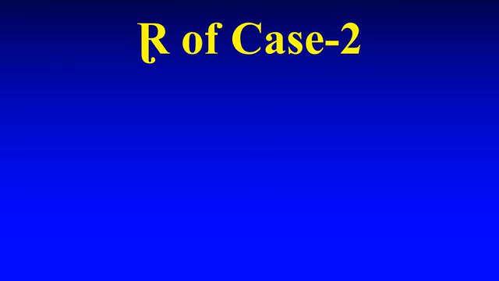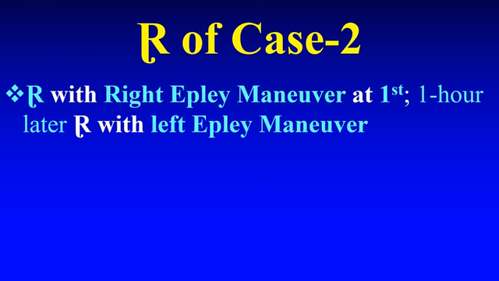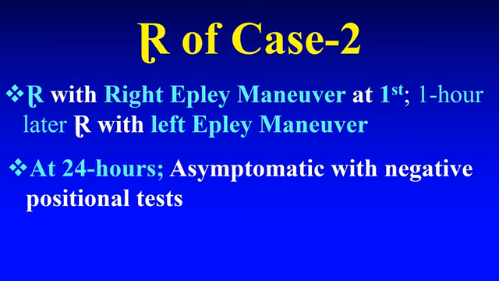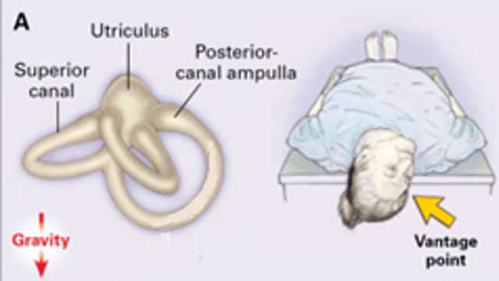So, treatment of case 2: treated with right Epley maneuver at first, 1 hour later treated with left Epley maneuver, at 24 hours asymptomatic with negative positional test. So, how did the Epley maneuver work on either side? This is the right sided Epley maneuver, and there are two otoconial debris. One is periampullary and the other is non-ampullary near the crus commune.